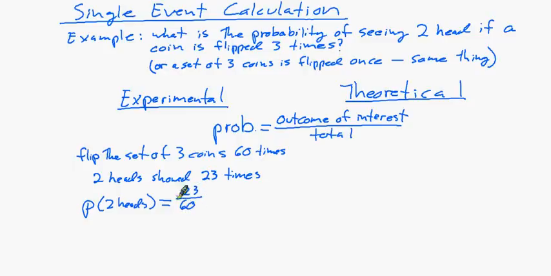A lot of people intuitively understand this. Now, hopefully, this makes a little bit more sense. We have our outcome of interest, and we have our total.